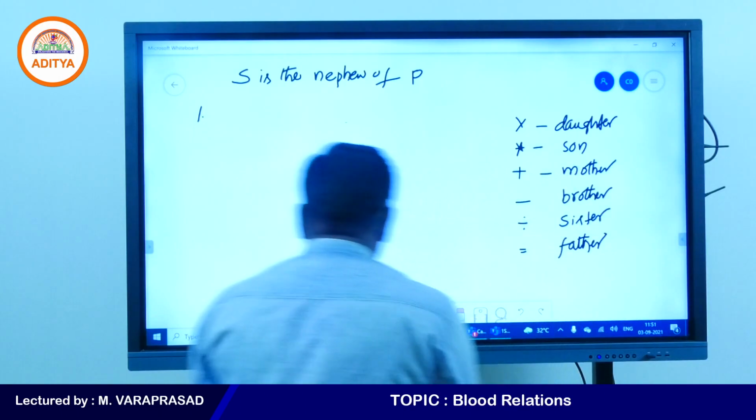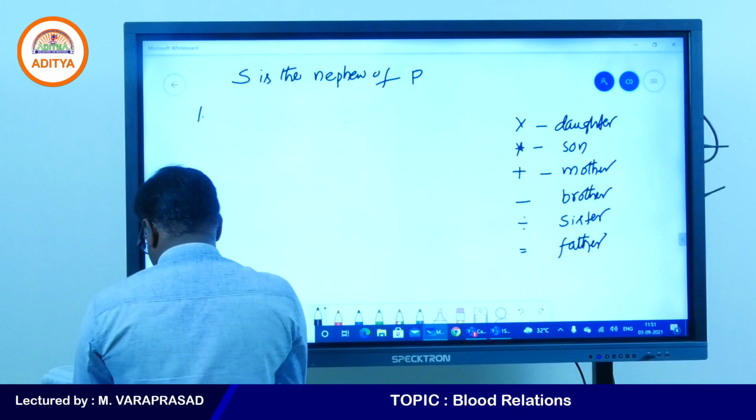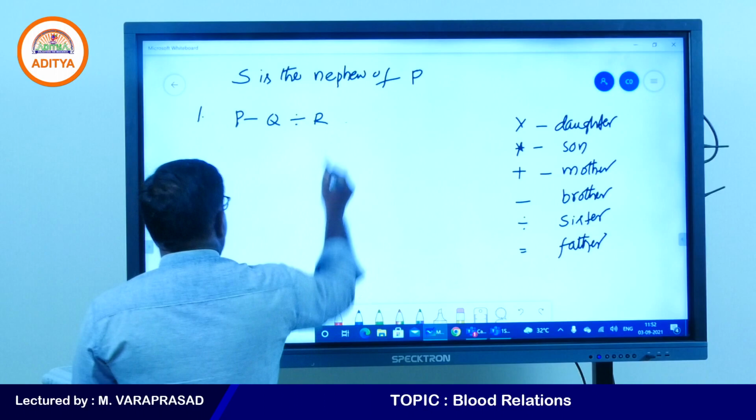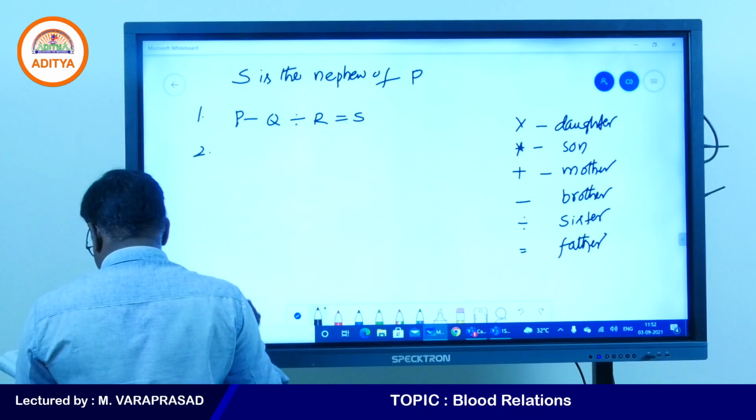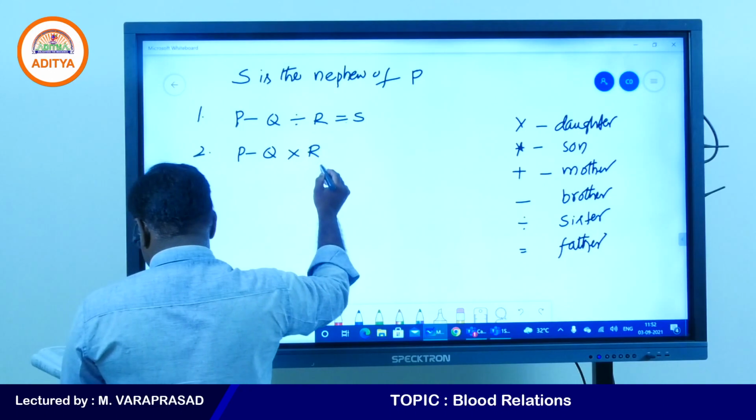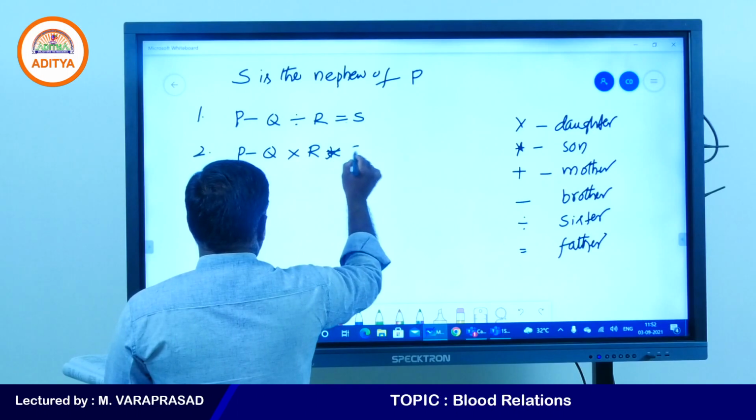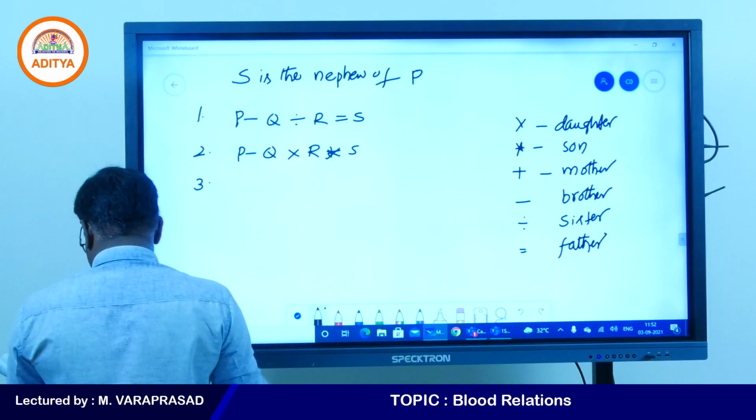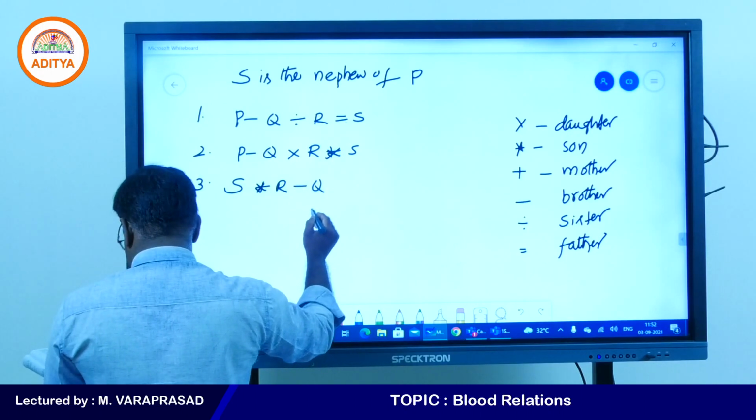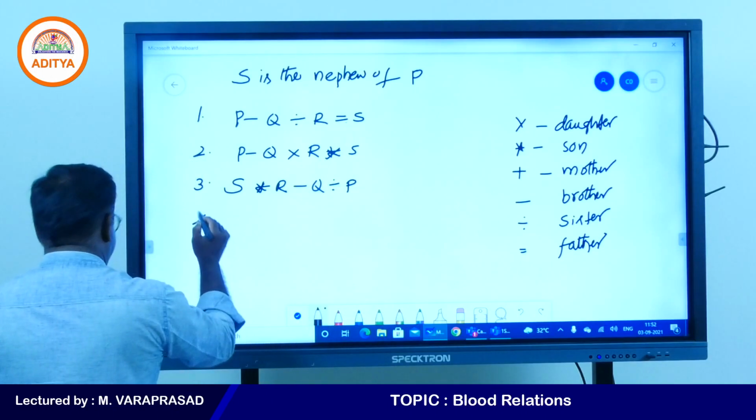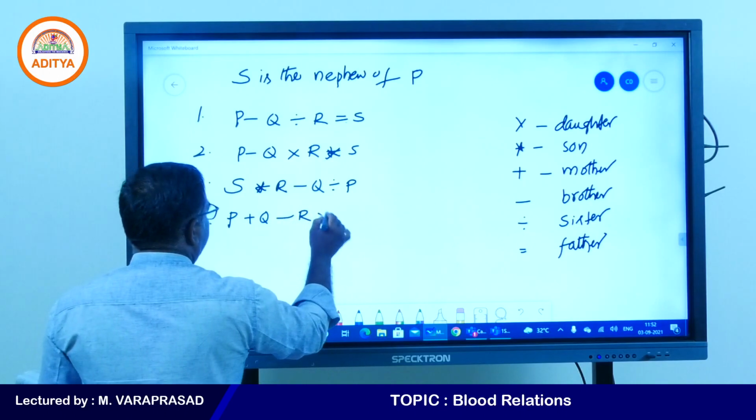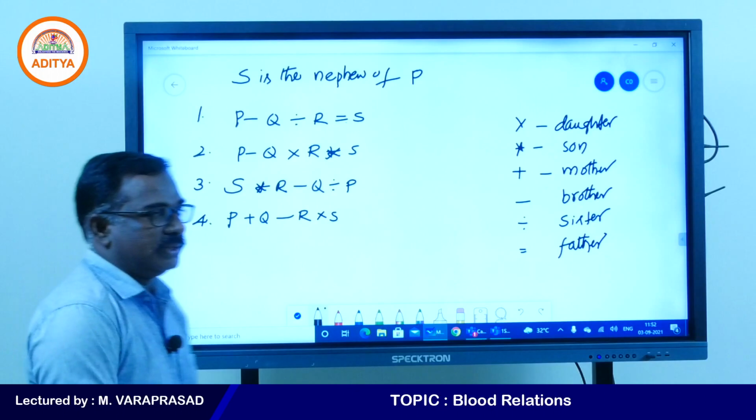P minus Q divided by R equal to S. And the second option is P minus Q into R star S. And the third option is S star R minus Q divided by P. And the fourth option is P plus Q minus R into S. Yes, my students, what is the answer for this?